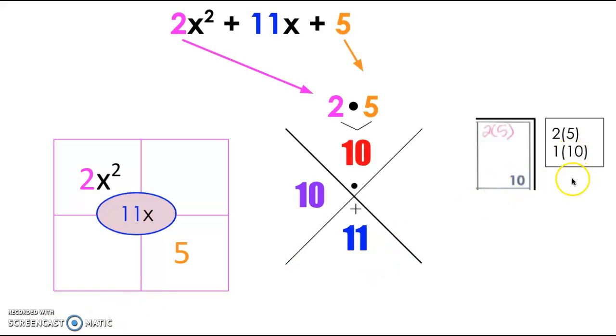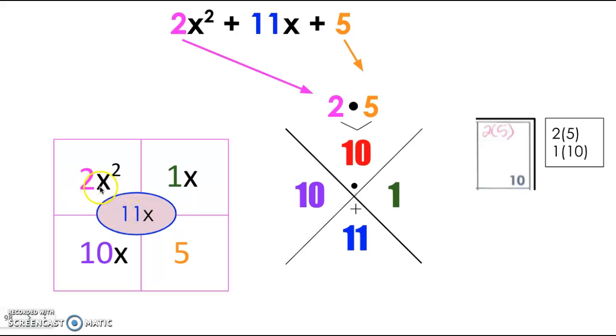The two numbers that add up to 11 are 10 and 1, so we're going to put a 10 here and a 1 here. And what that means is we're going to put the 10 and the 1 in these two boxes. And it doesn't matter which ones you pick. I'm just going to put the 10x here and then the 1x here. And these both add up to 11x, so that looks good. And now we're going to work backwards.